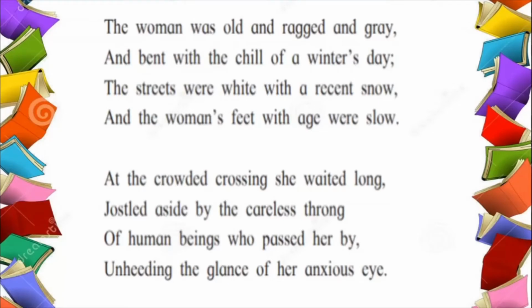The woman was old and ragged. Now what does ragged mean? Ragged here means very shabby. That means the clothes are not very good. The clothes are torn. She's not very neatly dressed. She's not a very pleasant sight to look at. And grey. Grey means her hair is all gone white. And bent with the chill of a winter's day. Here chill means cold. So now you see how our warming up exercise is connected to our poem. We are looking at words from the warming up exercise over here.